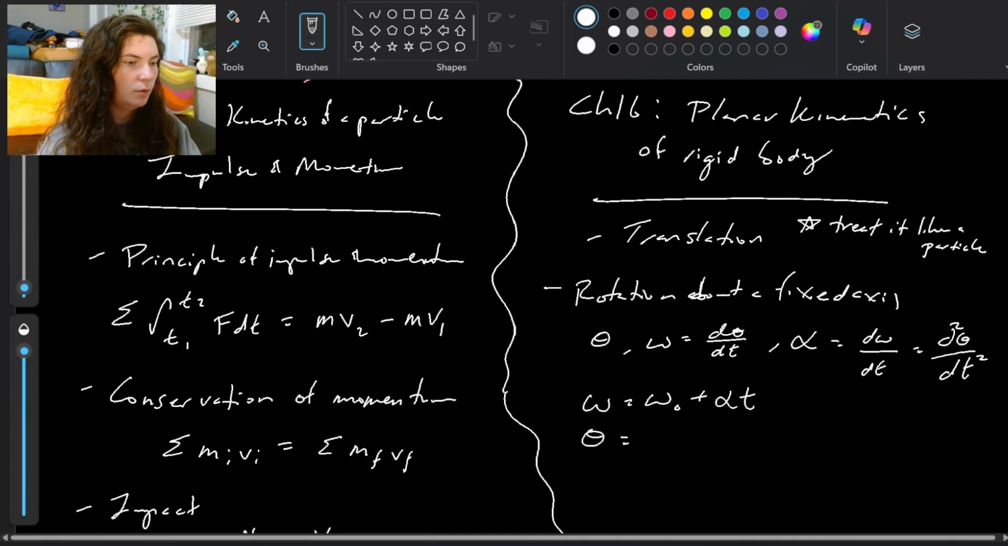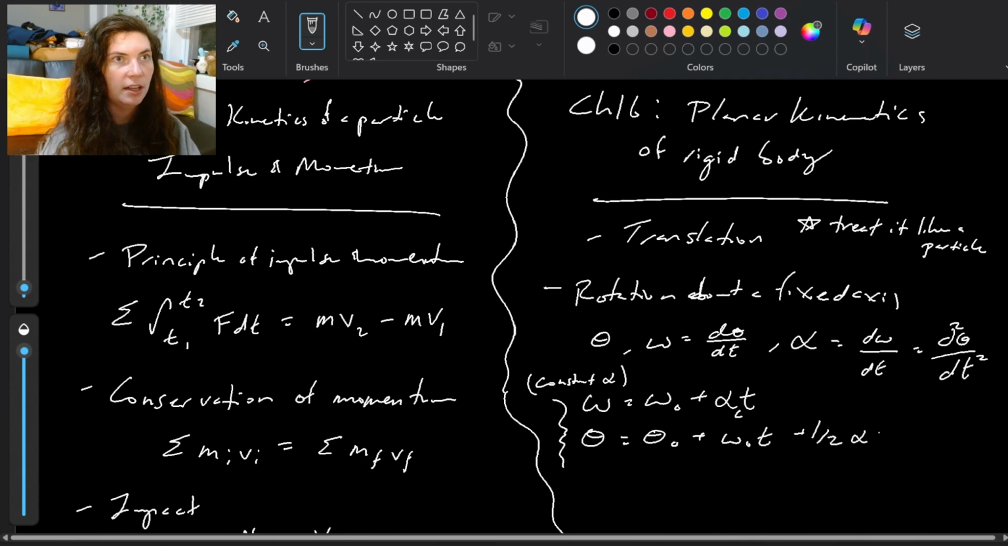I'll write out all of these equations for our constant acceleration. So this is constant alpha for these right here. Theta equals theta naught plus omega naught t plus 1/2 alpha t squared. And our last one, omega squared equals omega naught squared plus 2 alpha times theta minus theta naught.